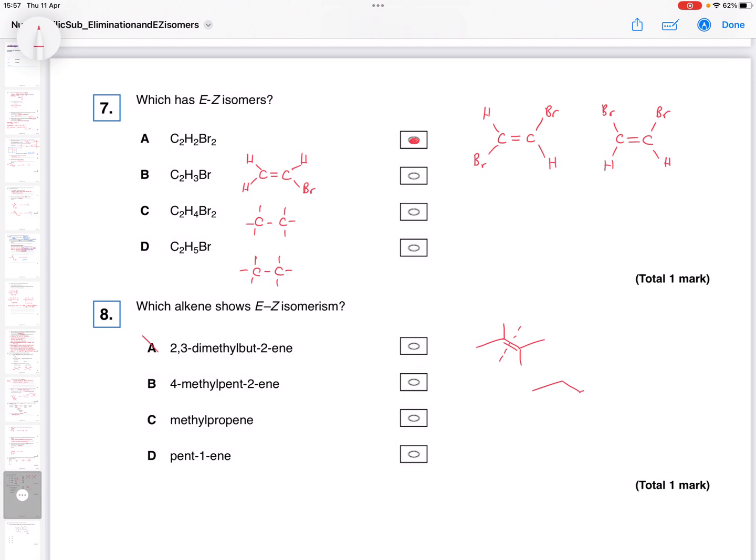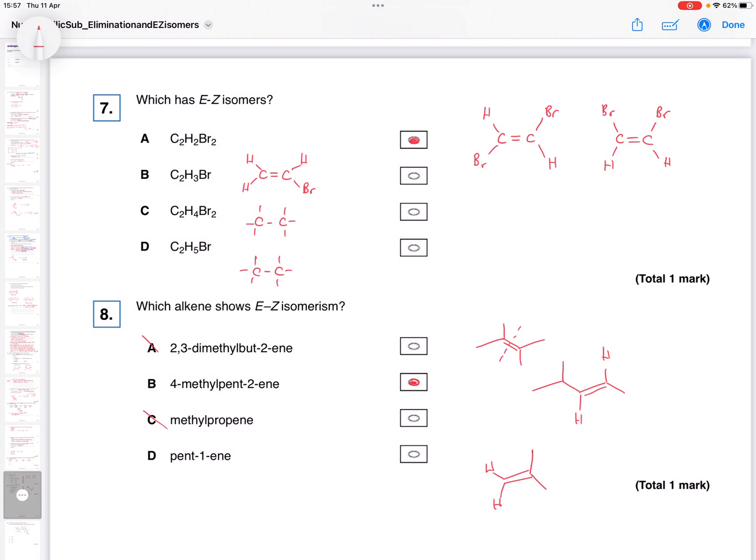4-methyl-pent-2-ene. Have a look at that one. Yep, that's got different groups. Let's put the hydrogens in so we can see for certain. That can definitely come in E and Z. I've drawn the E form, so that one definitely can. Methylpropene. So here we've got the same thing on both sides. Hydrogens on one side and methyl groups on the other side, so that one can't.